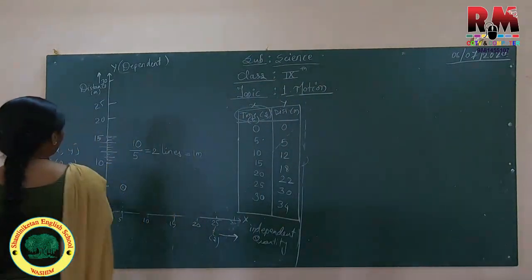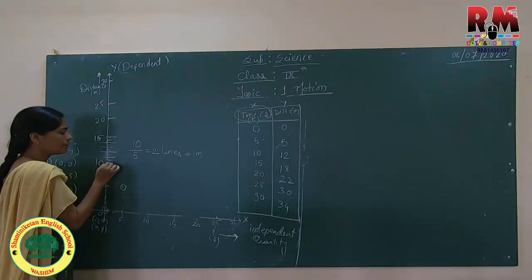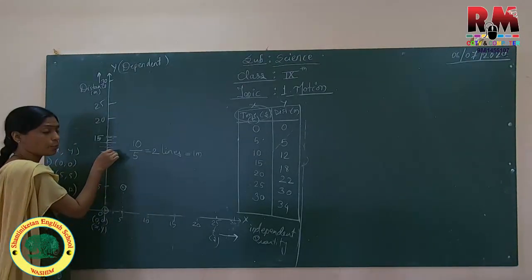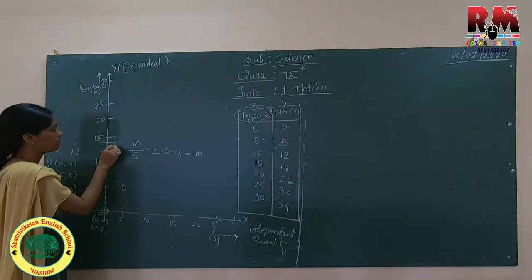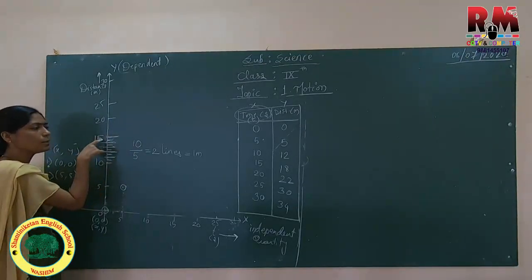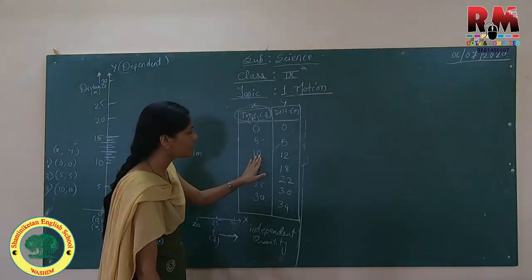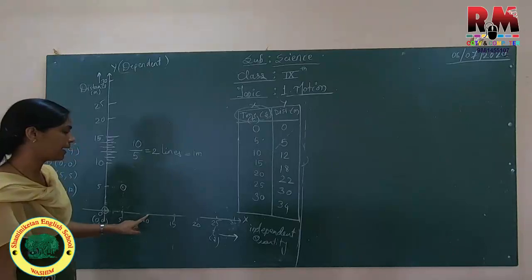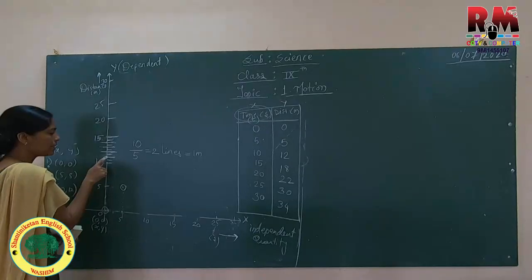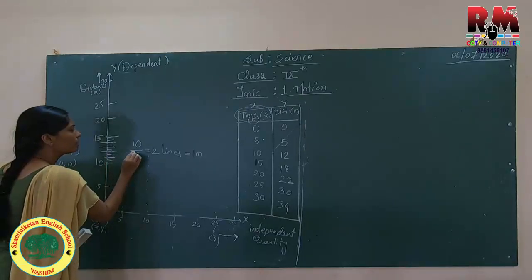So this becomes 10. After 10, you have to take 2 lines, that will make 11. After that, you have to take 2 lines, it will become 12. After that 2 lines, it will become 13. After 2 lines, it will become 14. And after 2 lines, it will become 15. So 2 lines will make 1 meter. So it's very simple. Your second point is 10, 12. Means at 10 second, how much? 12. Just now we have seen this is 10, 11, 12. So here will be your point coming.